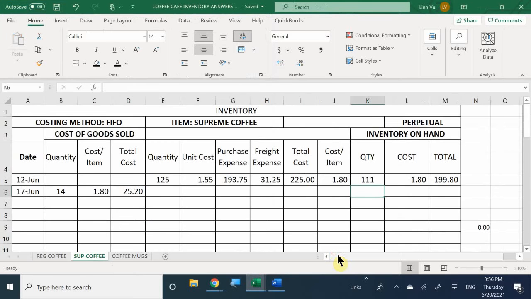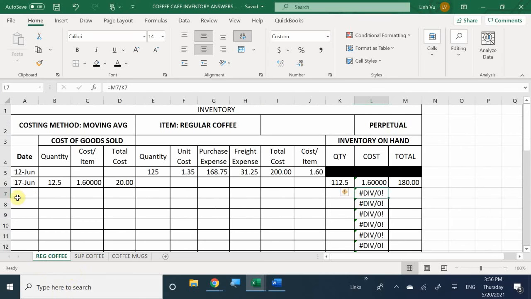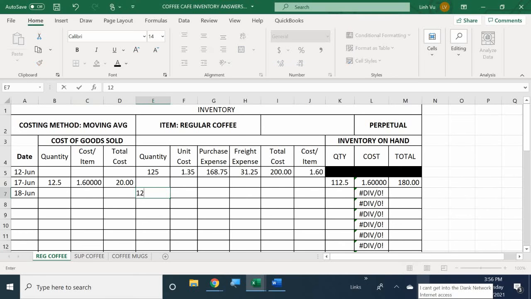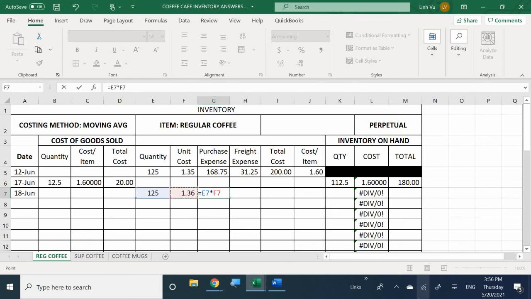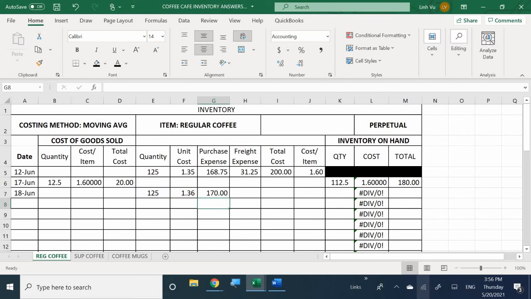So here we have it. We're going to start off with regular coffee. So what happened here? It'll be June 18th, and then over to the middle area, 125 pounds at 1.36 per pound for a purchase price of 170. Good.